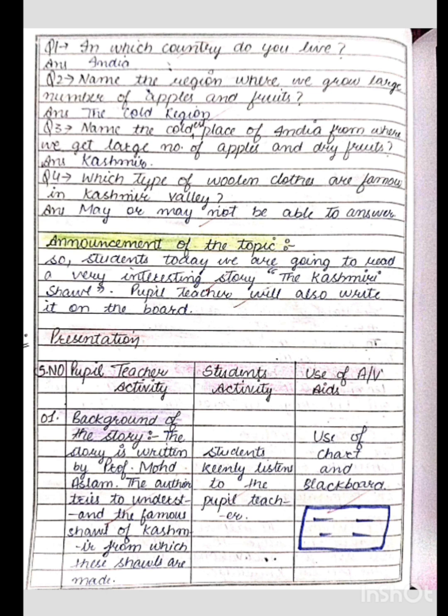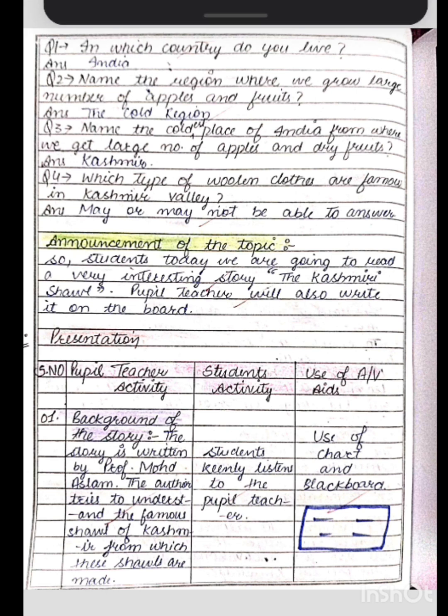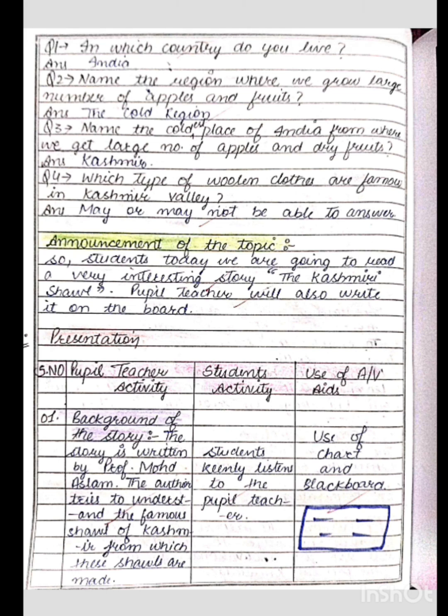The answer is cold region. Students may say Uttarakhand, Kashmir or Himachal. They will answer the names of the regions also. The third question is, name the cold place of India from where we get a large number of apples and dry fruits. Kashmir, or you can say that we find Kesar. Apples and dry fruits are not the correct answer here because it is correlating with the third question.